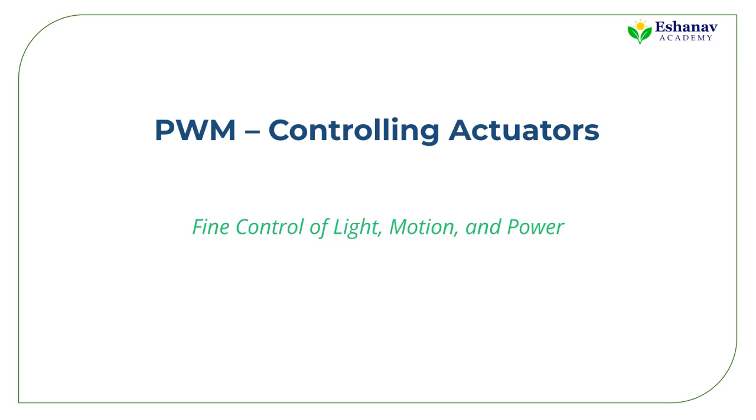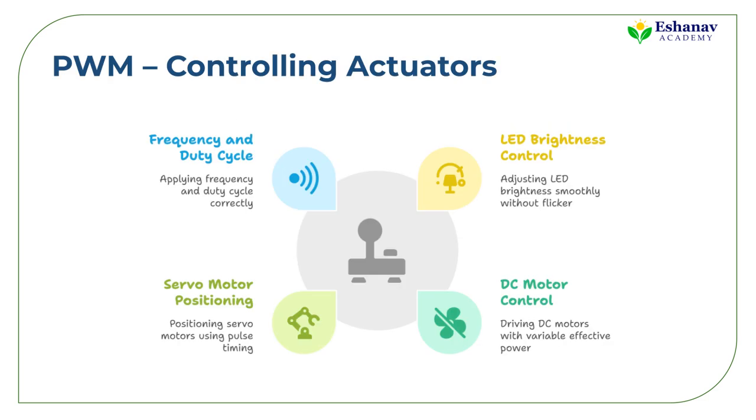Picture this, walking into a smart home where the lights gently fade up instead of blasting at full brightness, the ceiling fan adjusts speed smoothly as the temperature rises, and blinds tilt precisely to block sunlight. None of that would be possible if the ESP32 could only turn things fully on or off. The trick is pulse width modulation, or PWM.